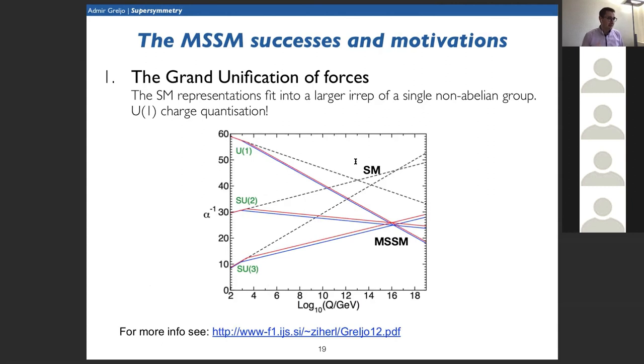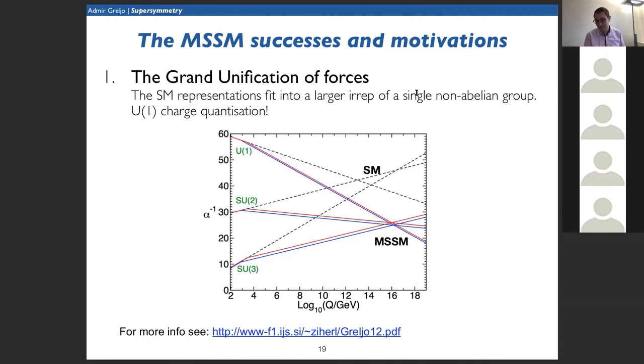Finally, what I really like about supersymmetry is the following. It is the grand unification of forces. In the standard model, we have this U1 charge, which is just a phase, and we see from experiments that these are rational numbers. For example, the proton has the same but opposite charge as the electron. And to many people, this consistency of gauge anomaly cancellation is actually a hint that we can put the particles, the standard model representations, into a larger irreducible representation of a single non-abelian gauge group.